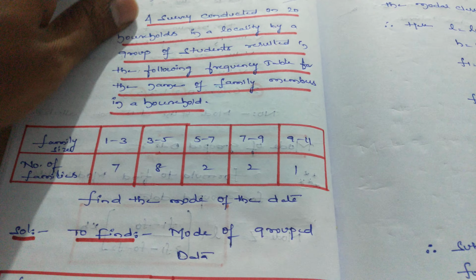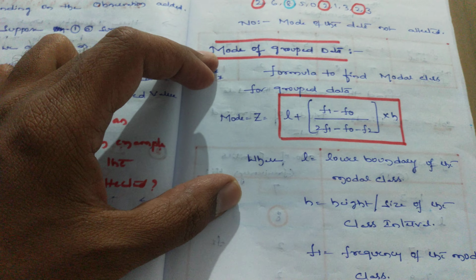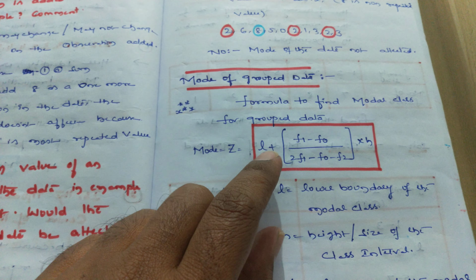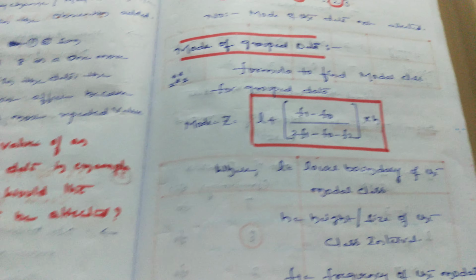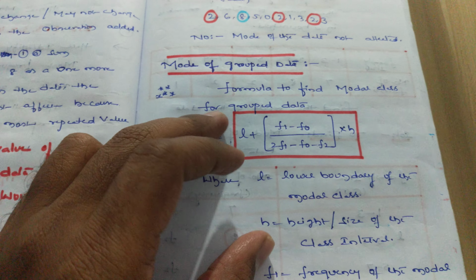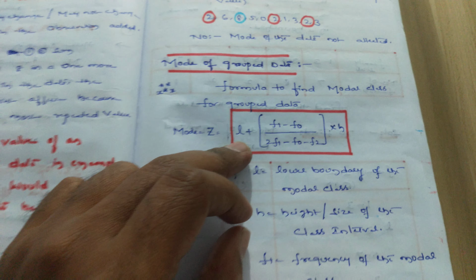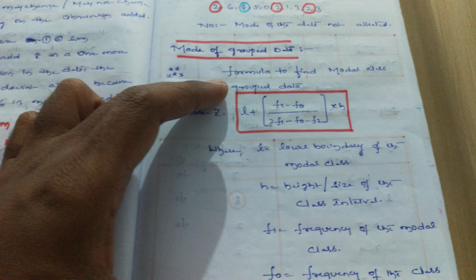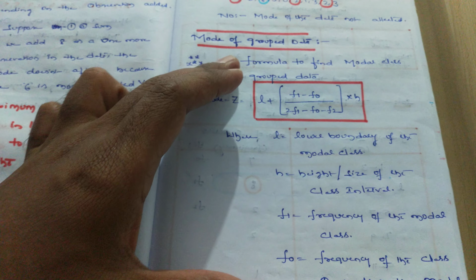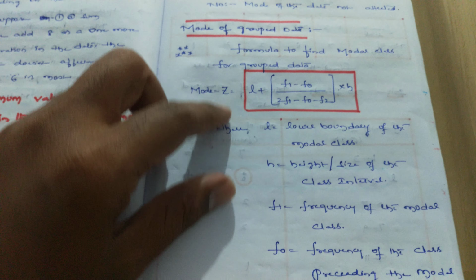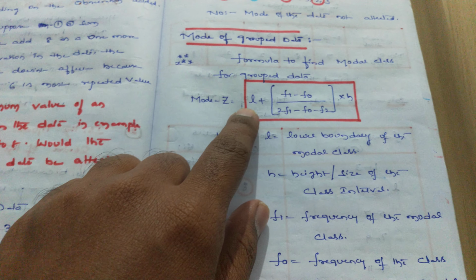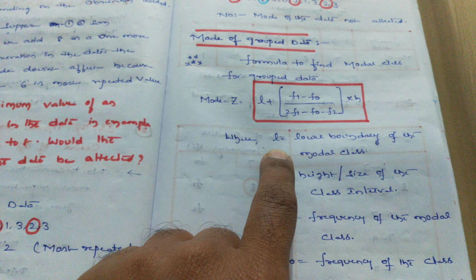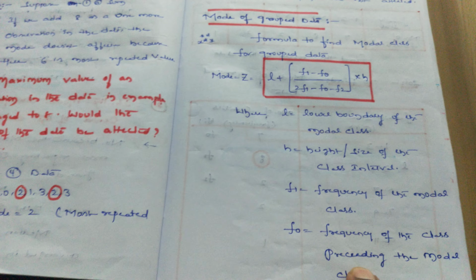For the exam point of view, you have to go through all the formulas along with the explanation part, students. These types of questions are also expected in the exam. So take down the formula and elaborate each and every term that it indicates.